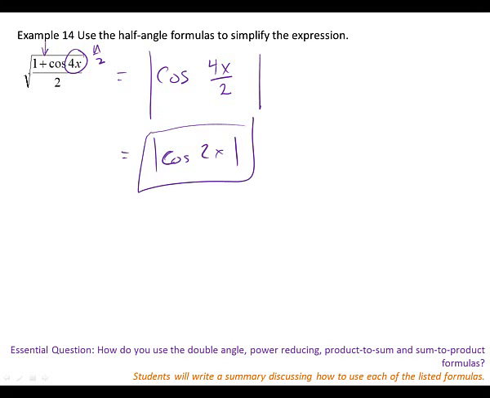Because of the radical. To undo a radical, we don't know if it's plus or a minus, so that's why we throw the absolute values around it. Okay? It's a picky math thing. If you wrote down the cosine of 2x, I'd probably be happy. Okay? All right. Let's take a look at 15.